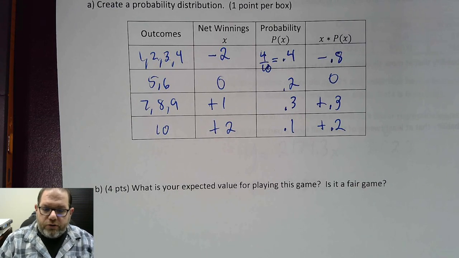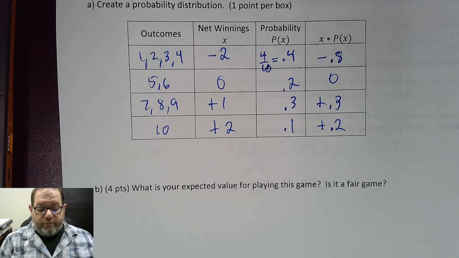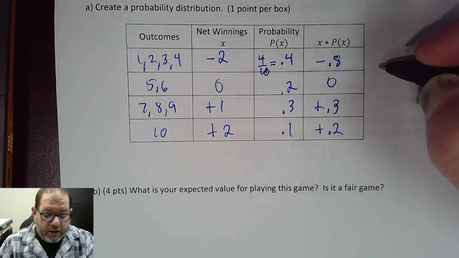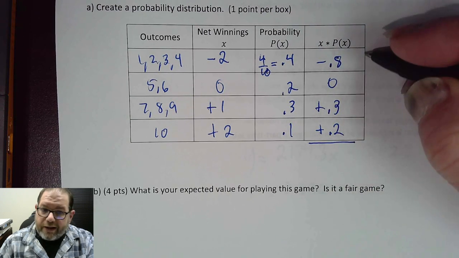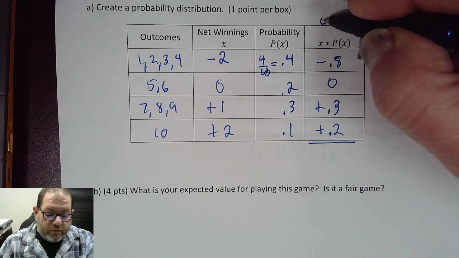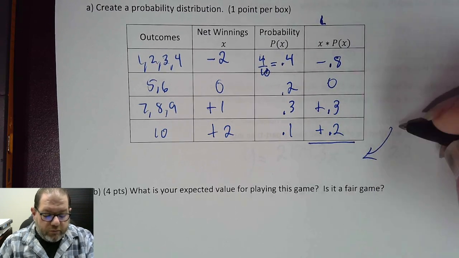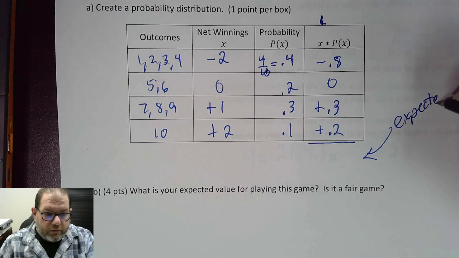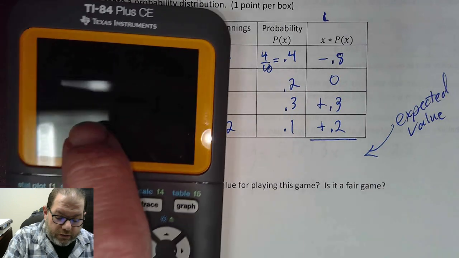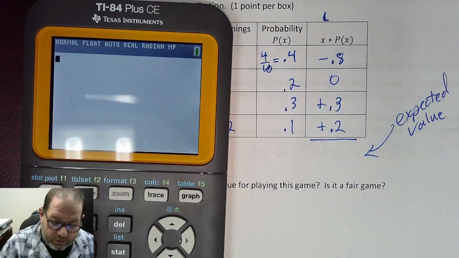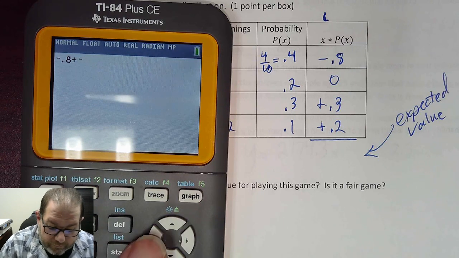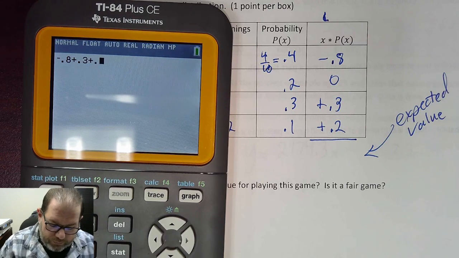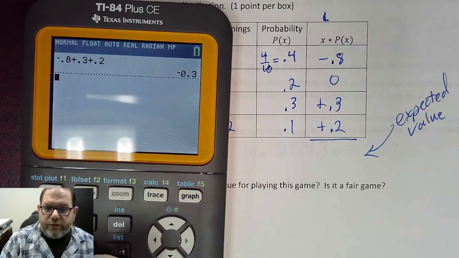Now we can approach part B. What is our expected value for playing this game? Well, our expected value can be found by adding these 4 numbers together in this last column. So this result down here will be our expected value. Now if we add these together, negative 0.8 plus 0.3, not negative, I'm sorry, plus 0.2, then we get negative 0.3.